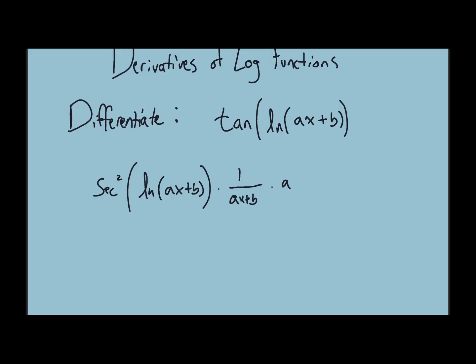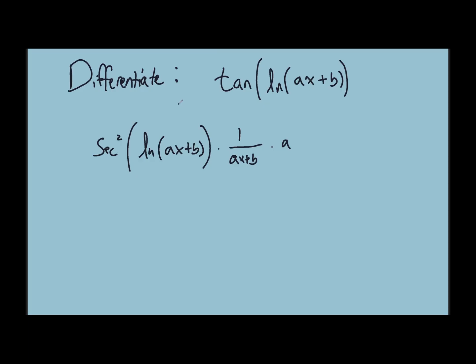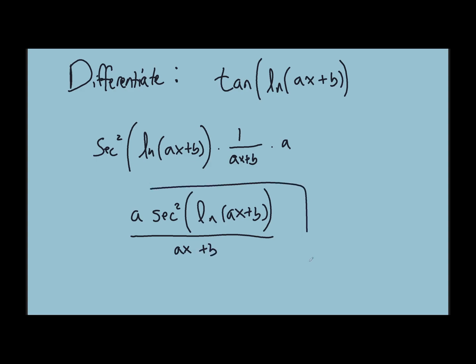So that would mean that we would get, for our answer, kind of an ugly one, we can't change it much, a secant squared of natural log of ax plus b, divided by, that's a terrible divided by, I can't even leave it behind for an easy problem, ax plus b. And this is the answer.